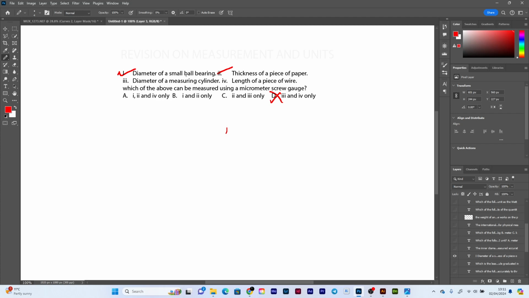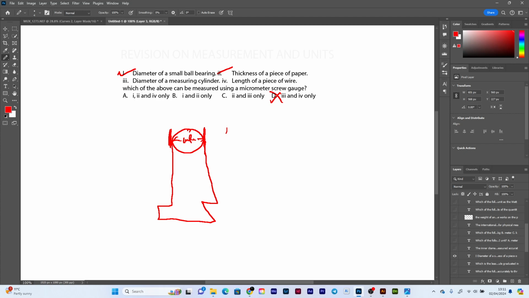Now, diameter of a measuring cylinder. A measuring cylinder has internal diameter and external diameter. So let me show you what I'm saying. If this is a measuring cylinder, sorry, don't mind my drawing, just for your understanding's sake. From here to this place is the internal diameter. From this external part here to this external part here is the external diameter.